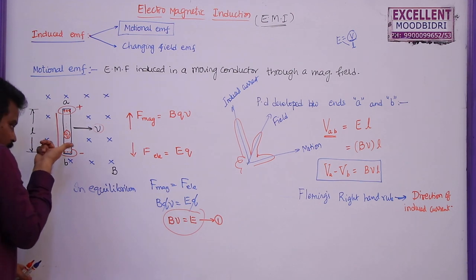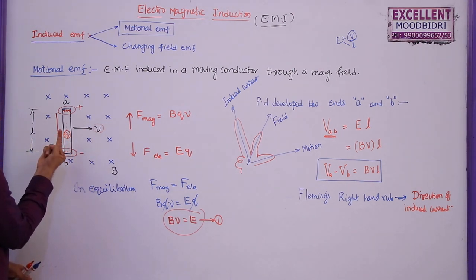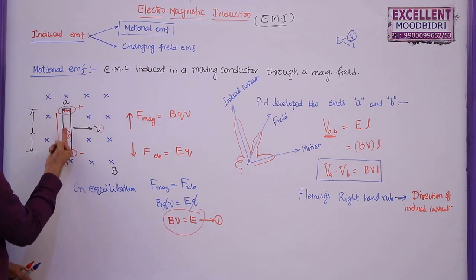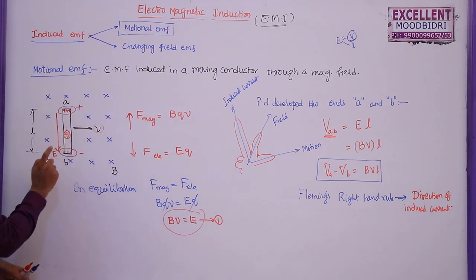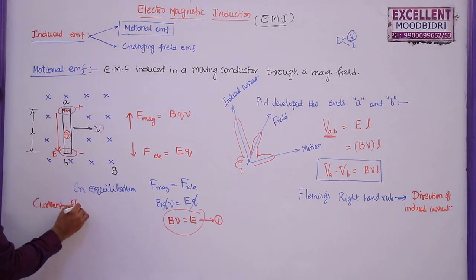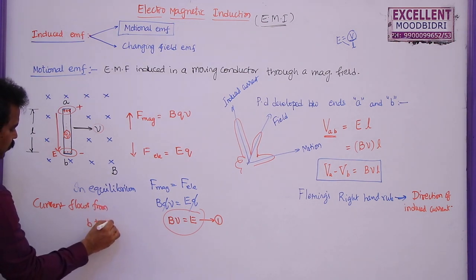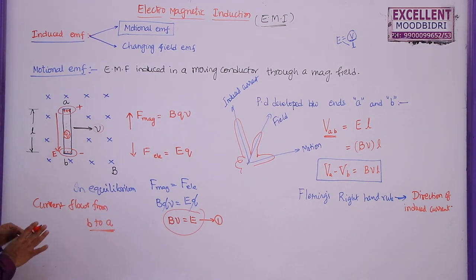So this is the field, this is the direction of motion of the conductor, and the middle finger will give the direction of the flow of induced current. Here current flows from the B end to the A end. So current flows from B to A according to the rule.